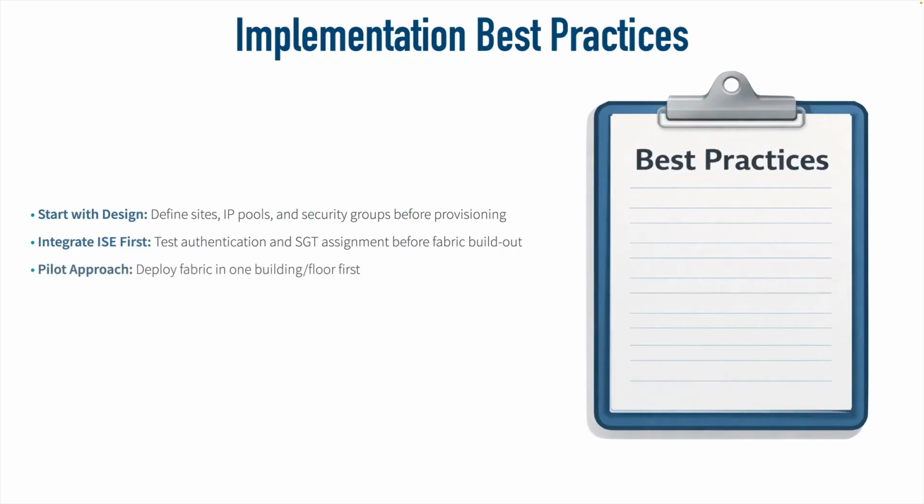And third, let's take a pilot approach. We can pick one building or maybe even one floor and deploy our fabric there. Let's work through any issues, train the operations team. Then, once that's running smoothly, we can expand. We don't want to try to fabric enable an entire campus over the weekend.